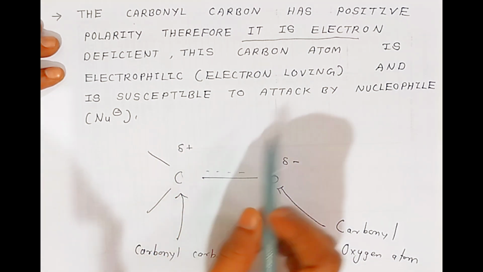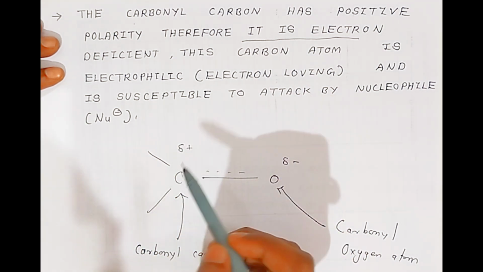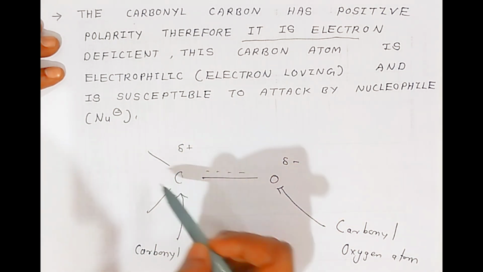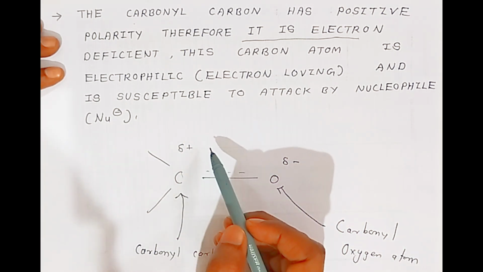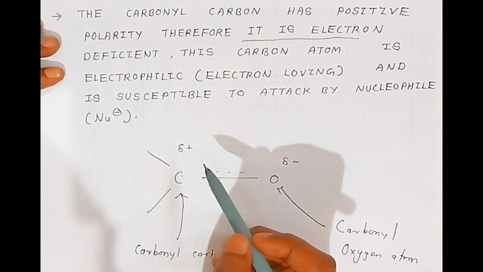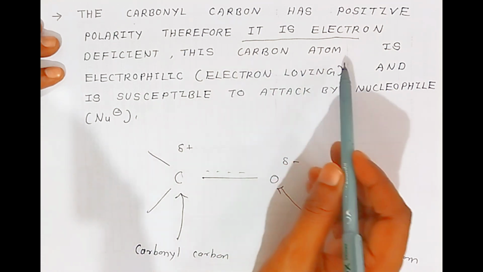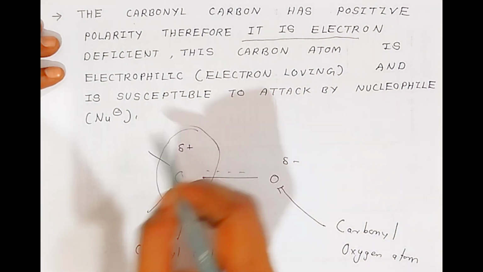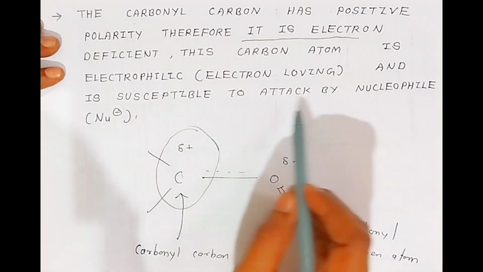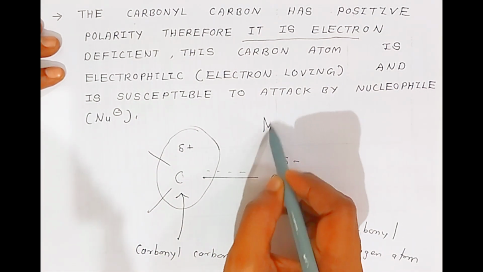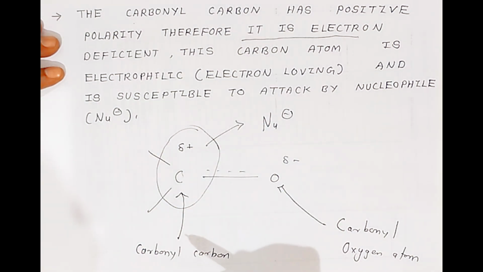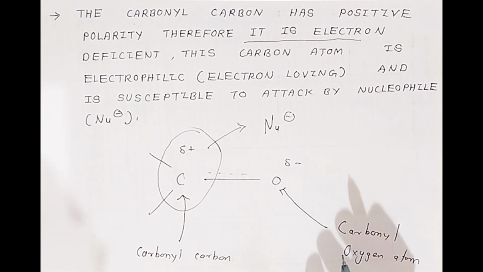If it is electron deficient, that means it will accept electrons. If the carbon of the carbonyl acts as an electrophile, that means it will love the electron rich group. I am talking about the carbon of this carbonyl, students. This carbon atom is an electrophile, that is electron loving, and is susceptible to attack by nucleophiles. If a nucleophile is there, which is negatively charged, it will attack the carbon. Understanding, students? So this way I have explained the reactivity, students, because of the polarity.